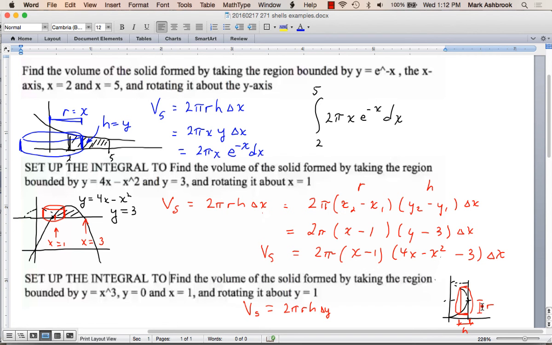So what is the radius? An x coordinate, y coordinate, change in x or change in y? The radius is from here to here. So an x, a y, a change in x or a change in y? Change in y. Yeah, it's a vertical change, right? The height of the thing: x, y, change in x or change in y? Change in x.